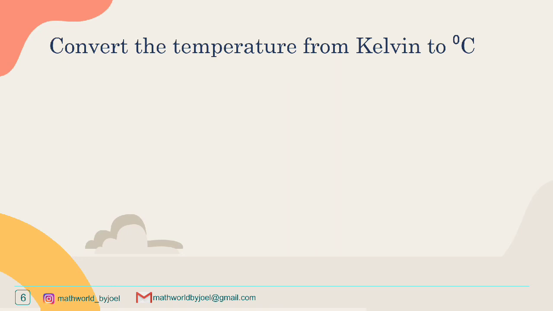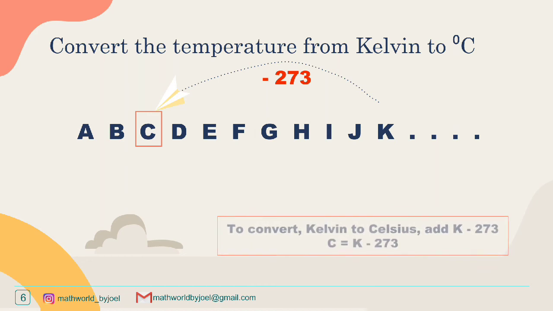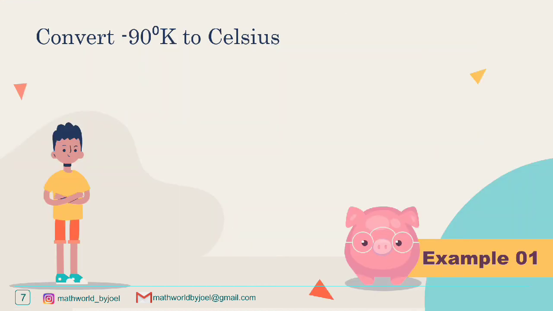So remember the straight road again. You are at point K right now and you want to come back to point C. In this case, we are moving backwards. So minus 273 steps will get you back to point C. Whatever the temperature is given to you in Kelvin, I will minus 273 from that. So I'm moving from K to C, so minus 273. Let's take an example, minus 90 K to Celsius.